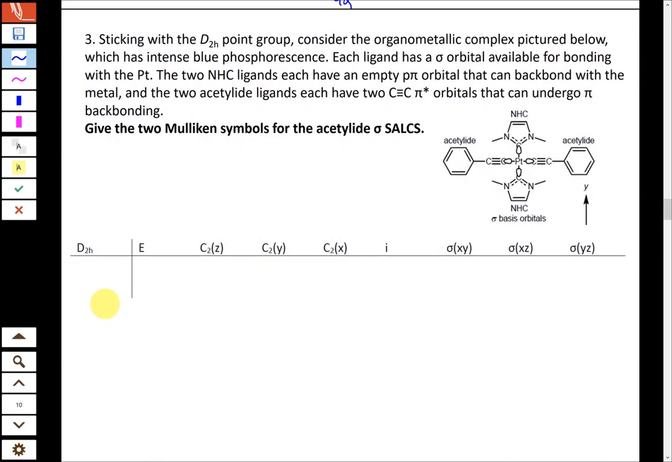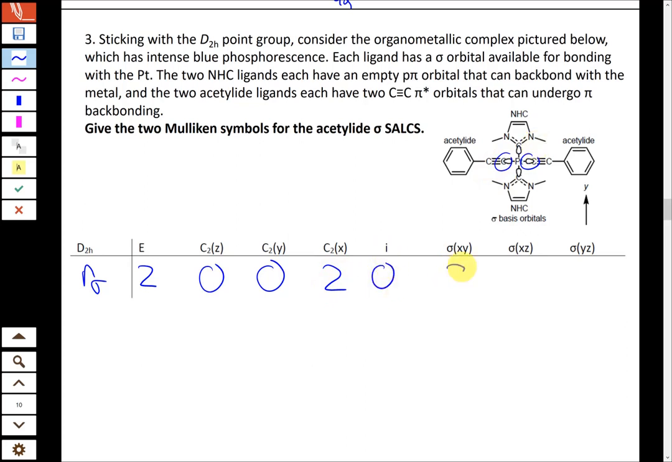Next one is the acetylide sigma SALC, which is very similar, but just in the x direction. So if we do the characters for those, there's two sigma basis orbitals, one on each acetylide there and there. And so we get a character of 2 for E. C2z rotates both of them, so we get a character of 0. C2y flips them onto each other, so we get a character of 0. Both of those are in the x direction, so we get a character of 2 for C2x. Inversion inverts them onto each other, so we get a character of 0.